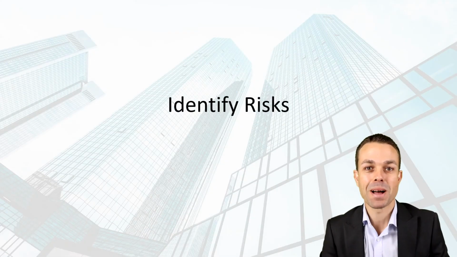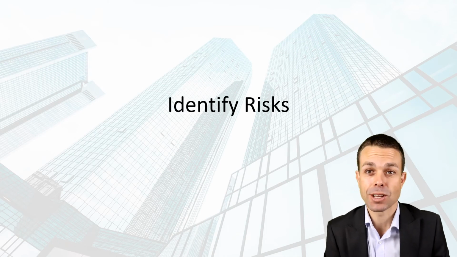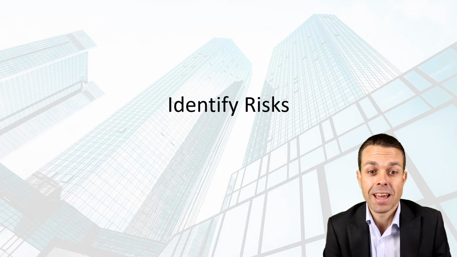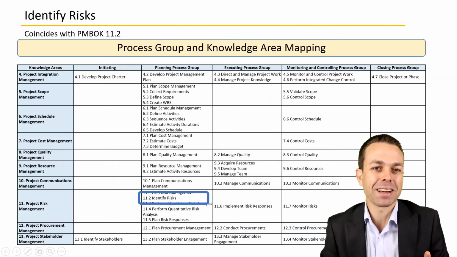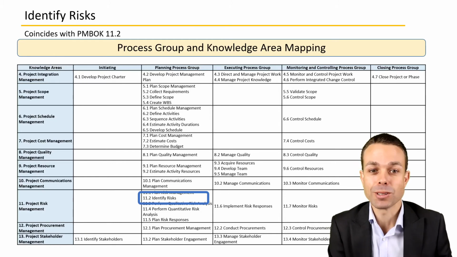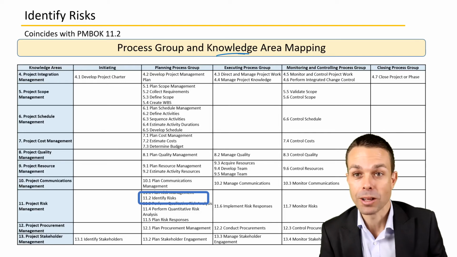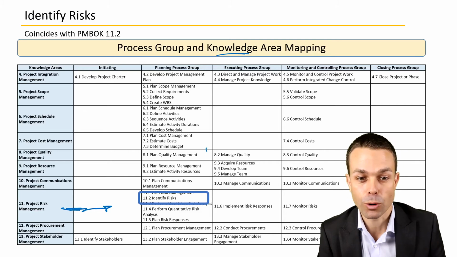Hi everyone, welcome back to these processes from the Project Management Body of Knowledge. Now we're starting to delve into the risk management processes and we are identifying the risks for our project. Where does identifying the risks fit within the overall Project Management Body of Knowledge and the process group and knowledge area mapping? Well, we're in the project risk management knowledge area, and we're also in the planning process group.